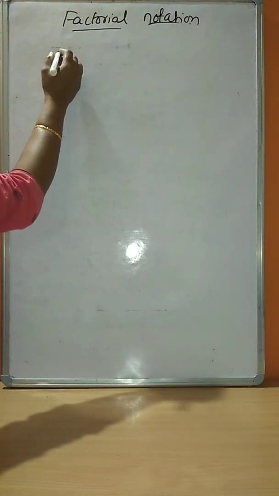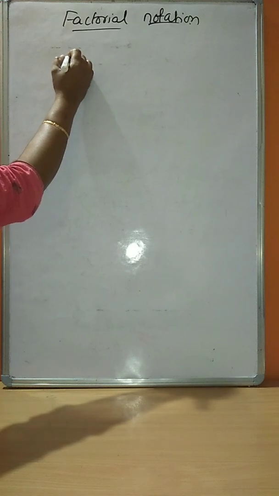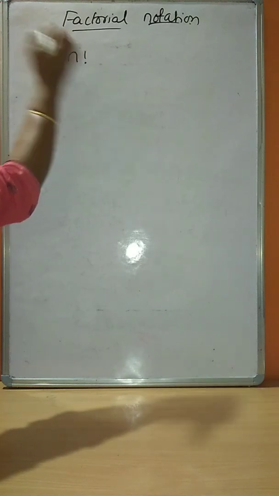Hello students, in the last class we discussed the fundamental principle of counting. Today, in this class we are going to discuss factorial notations. Let me explain the meaning of factorial notations. Before that, we can go through some examples. These factorial notations can be represented in the form of n factorial.